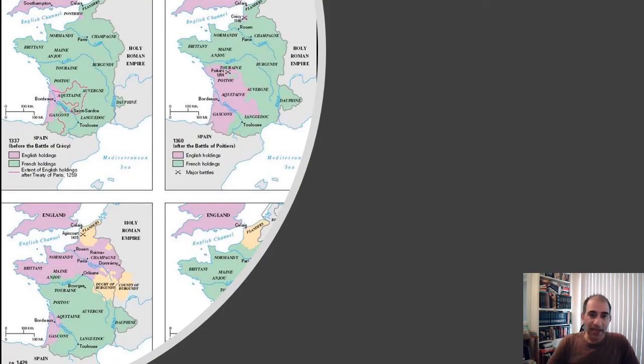So here's our maps. There's going to be a series of maps of the Hundred Years' War, and we just kind of start with this top left map up here. And when you look at these maps, and I'm going to show you on all of them, anything you see in the purple is area controlled by England. Anything in the green is area controlled by France.